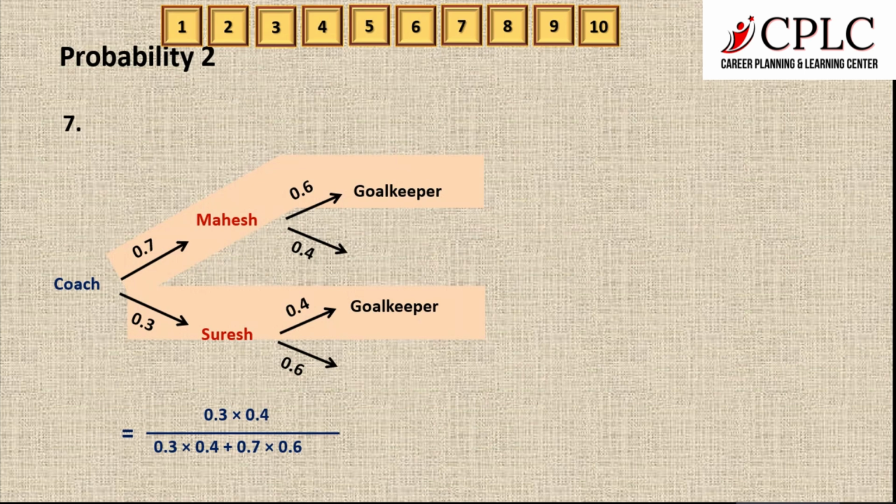So 0.3 into 0.4 is 0.12. 0.7 into 0.6 is 0.42. 0.42 plus 0.12 is 0.54. So 0.12 upon 0.54. Remove the decimal sign, you get 12 by 54. If you divide by 6, you get 2 by 9, which is 22.22%. So 2 by 9 is what you can look at. Option 1 for the seventh one. Conditional probability, Bayes theorem. The data might be huge because there will be literally everything given. So that is why it is one of the very easy ideas if you understand it sensibly.